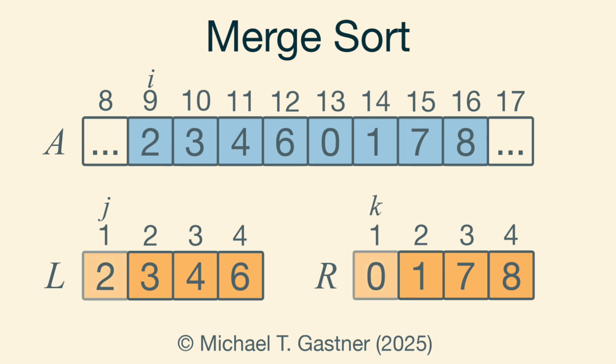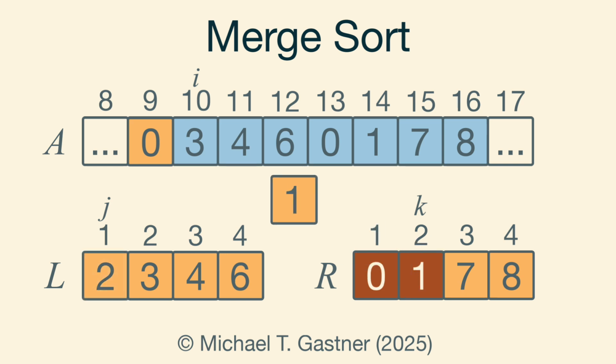We begin by comparing these two values. Since 0 is smaller than 2, we place 0 at index I in A, and then increment both I and K. Now K points to the next value in R, which is 1. Next, we compare 2 and 1. Since 1 is smaller, it is copied to index I in A, and we again increment I and K. Now K points to the value 7.